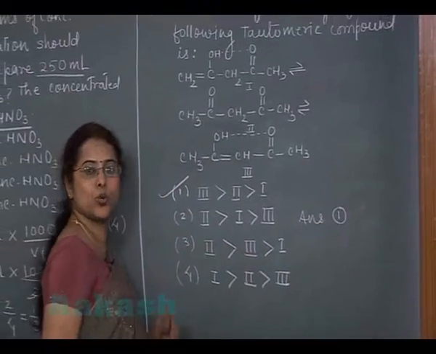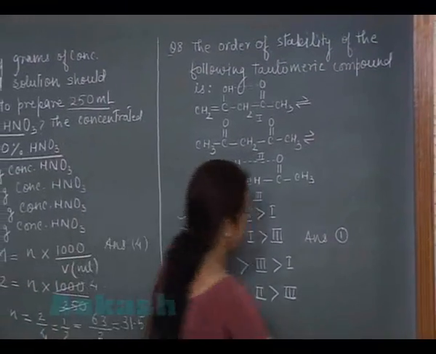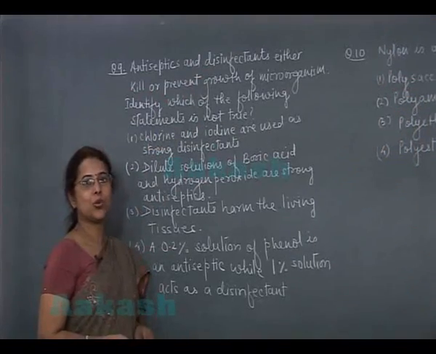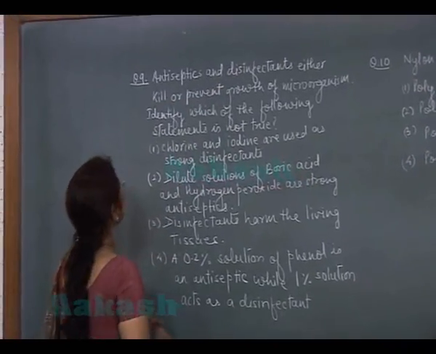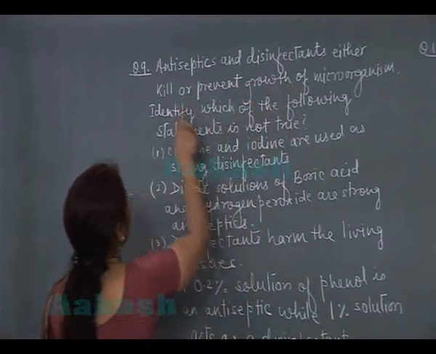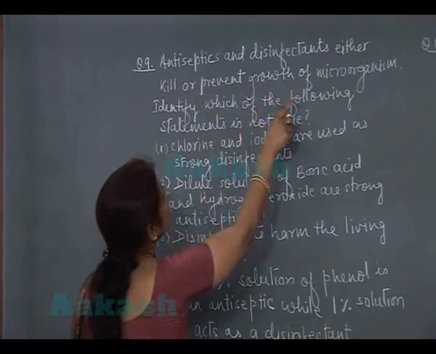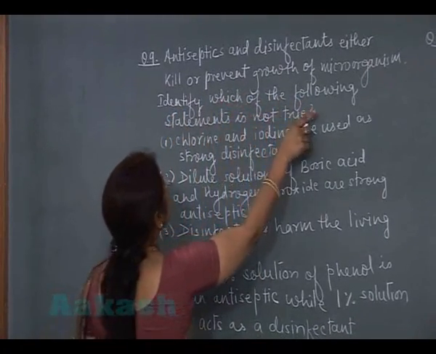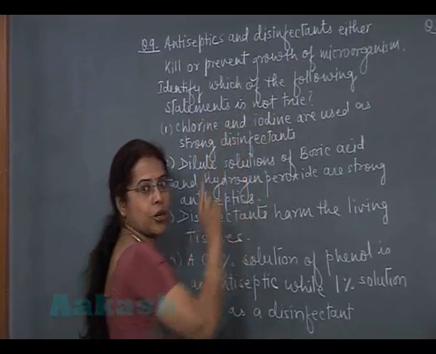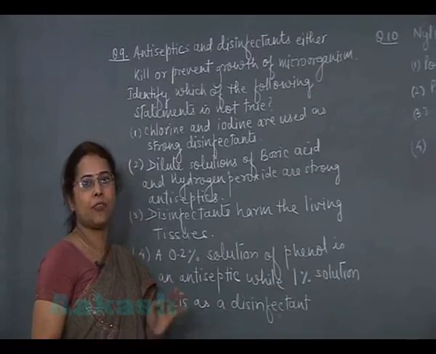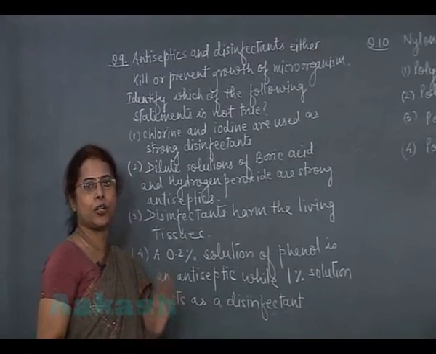Next question is question number 9. So let's see the question number 9. Question number 9 is antiseptics and disinfectants either kill or prevent growth of microorganism. Identify which of the following statement is not true. So here we have to read the statements carefully and find out whether it is true or it is not.